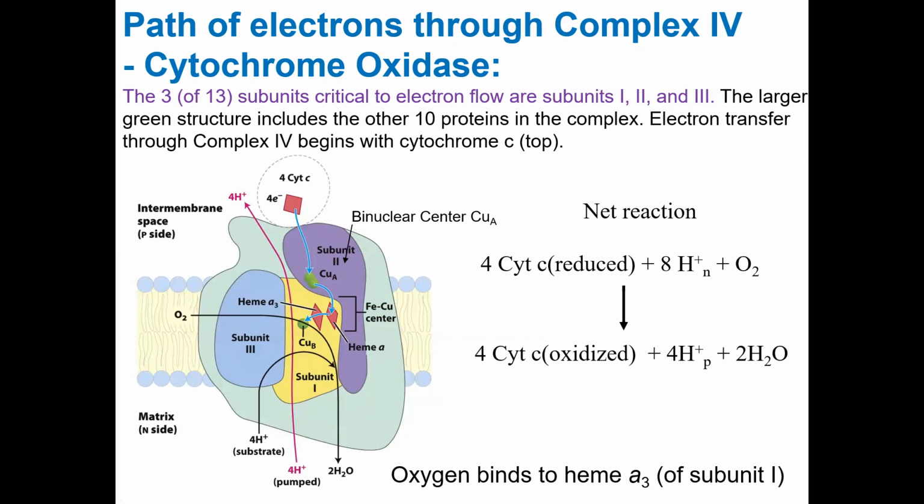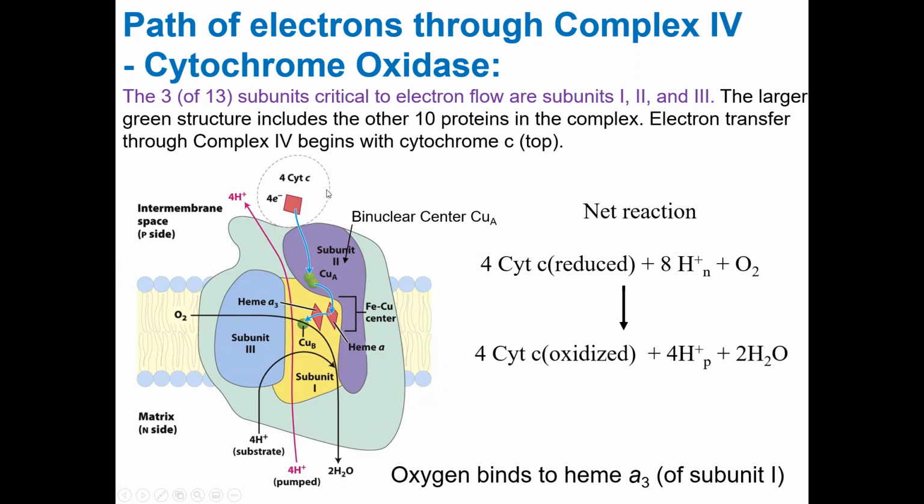So if you look at the top, you do need 4 cytochrome C to make 2 molecules of water from 1 mole of oxygen. You can also see that 4 protons are being pumped into the intermembrane space, as shown here. And 4 protons from the N side are being utilized to convert a mole of molecular oxygen to 2 moles of water. All right.